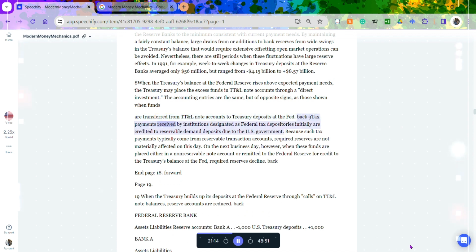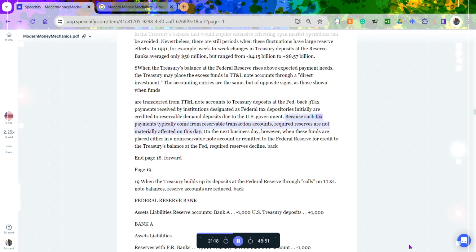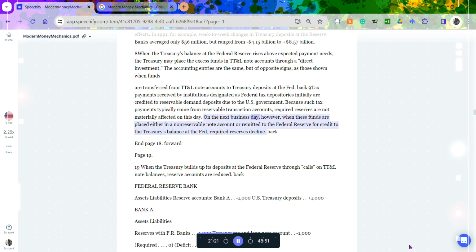9. Tax payments received by institutions designated as federal tax depositories initially are credited to reservable demand deposits due to the U.S. government. Because such tax payments typically come from reservable transaction accounts, required reserves are not materially affected on this day. On the next business day, however, when these funds are placed either in a non-reservable note account or remitted to the Federal Reserve for credit to the Treasury's balance at the Fed, required reserves decline.